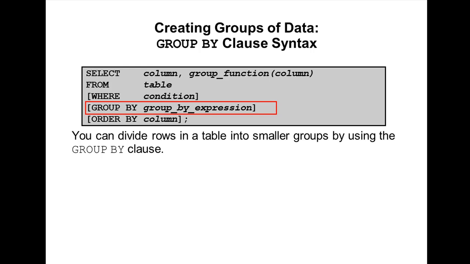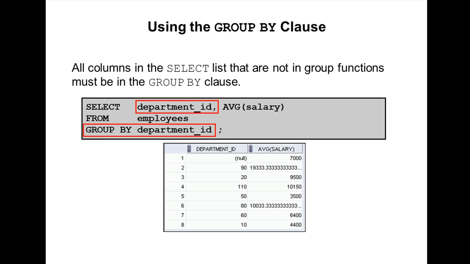If you use a where clause, you can exclude rows before dividing them into groups. You cannot use column aliases in the group by clause. This is one more point. By default, rows are sorted in ascending order of the column included in the group by list. You can override this by using the order by clause. Okay.